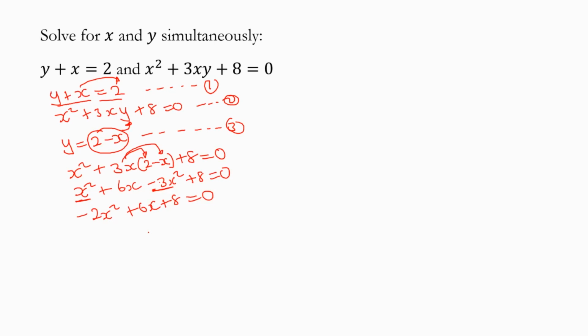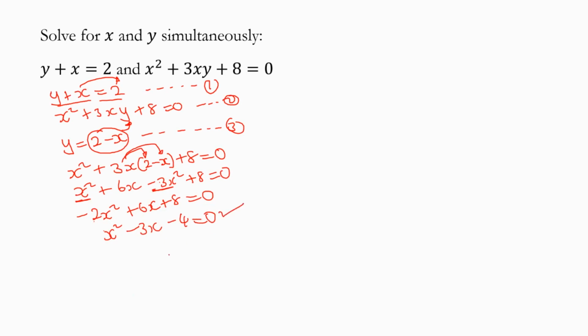What's the next step? We can divide every term of the equation by negative 2. So if we divide by negative 2, we get positive x squared. Then positive 6 divided by negative 2 is negative 3x, and then negative 4 is equal to 0. So this is our equation in standard form.